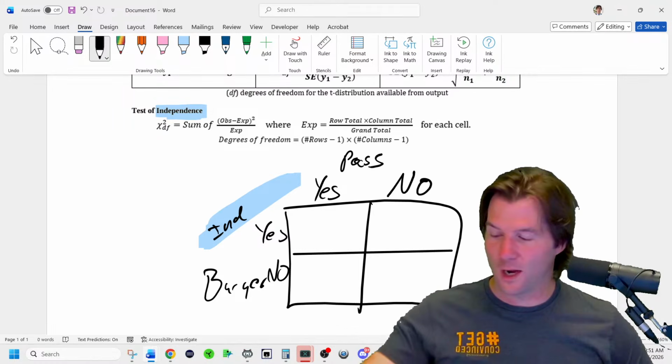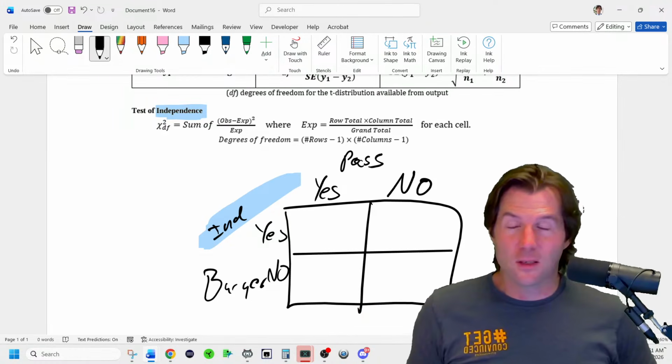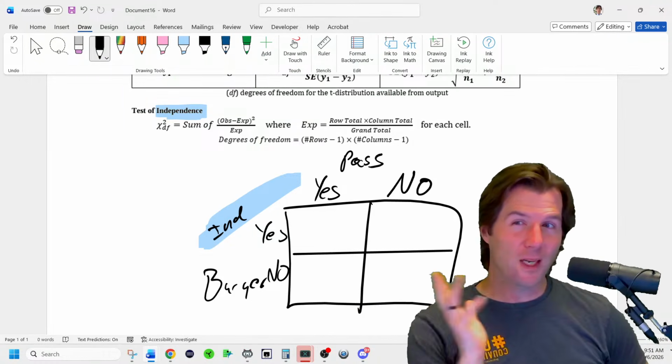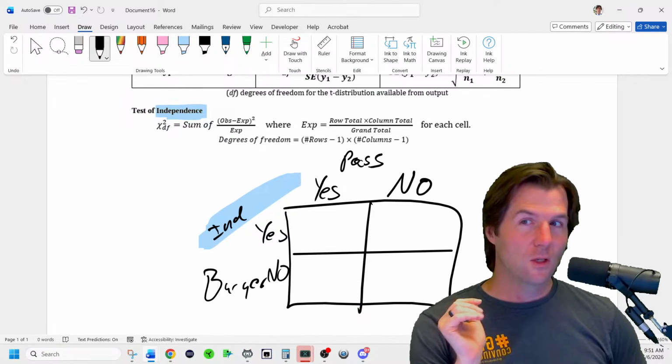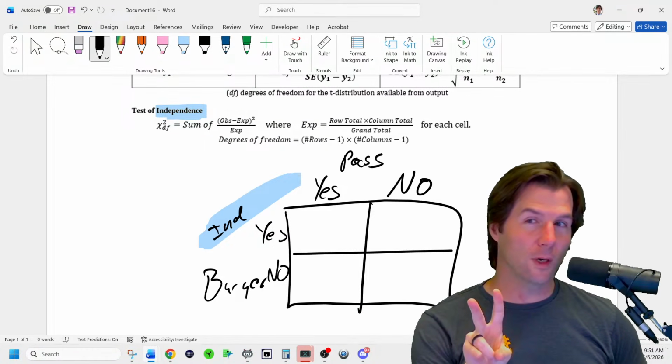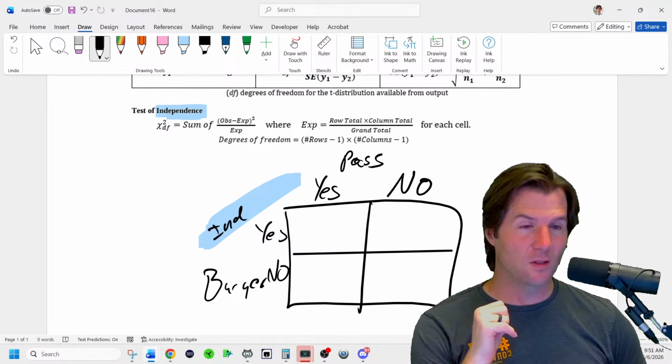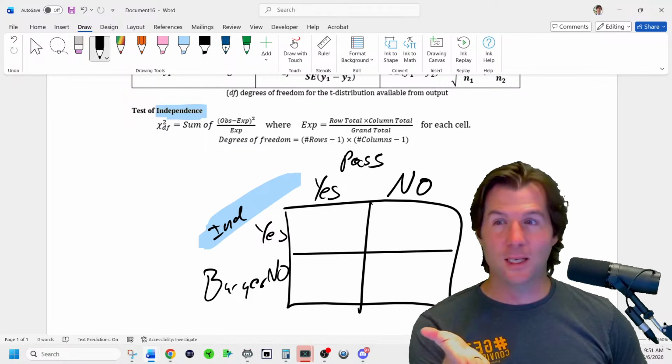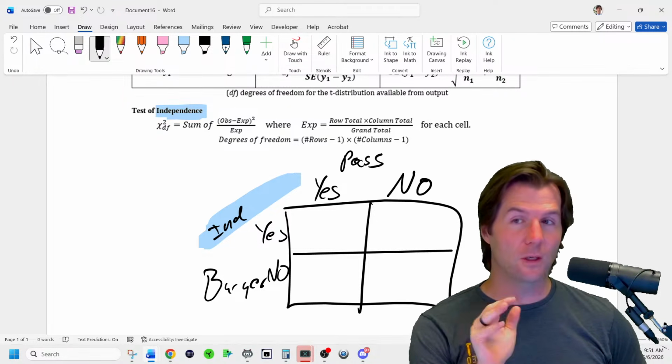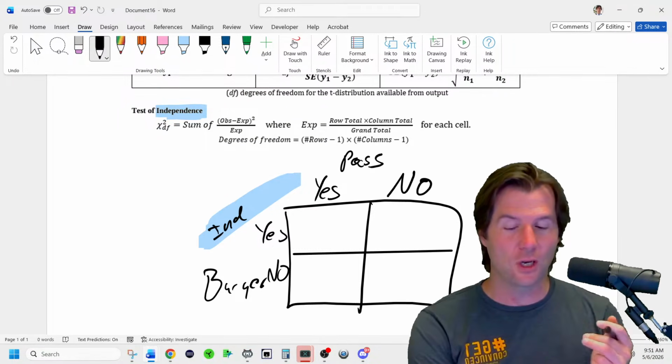What does that mean? It doesn't matter. If you ate a burger, you're no more likely to pass the test than not pass the test. So notice this is two categorical variables to do the chi-squared test of independence, and you're trying to see if they're independent or the alternative, they're not independent, meaning there's an association.